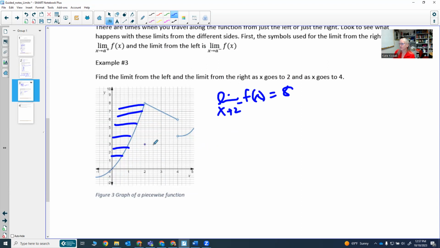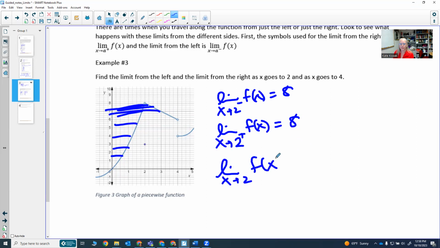While traveling on the graph from 3 towards 2, the y value tends towards 8. So the limit from the right, limit as x goes to 2 from the plus of f of x, also appears to be 8. Notice they are both the same value. This means that the limit as x goes to 2 of f of x is in fact 8.